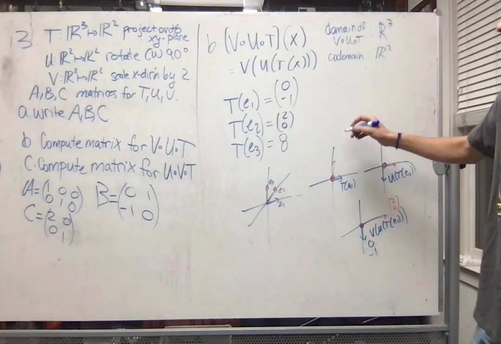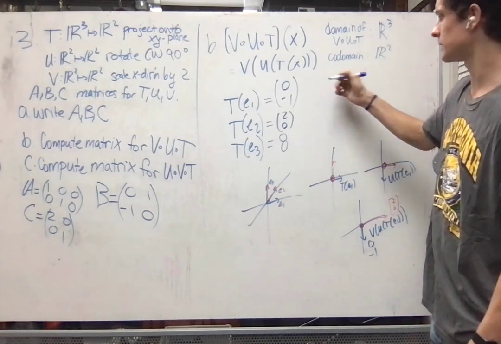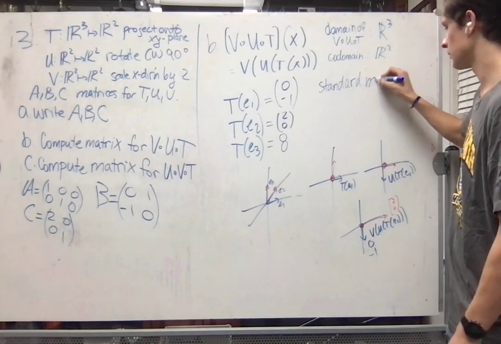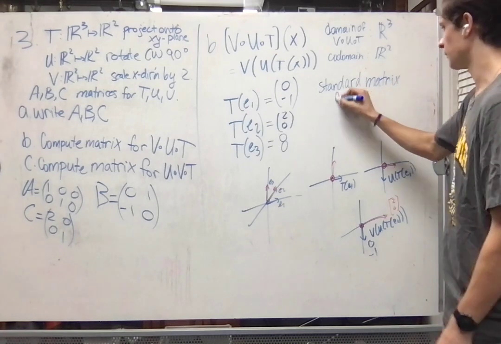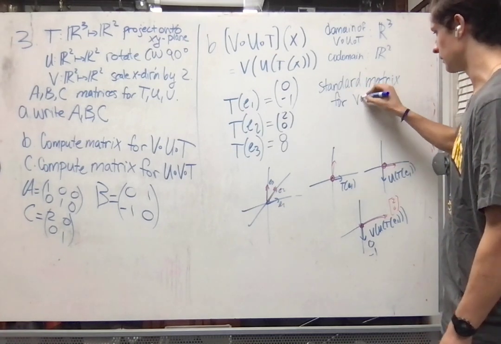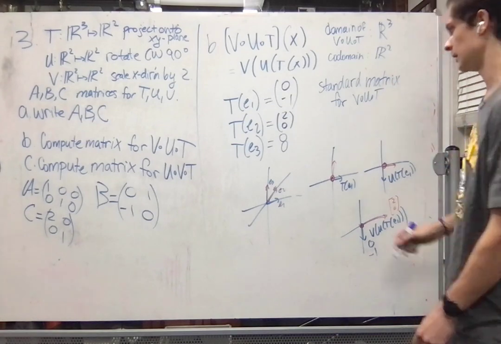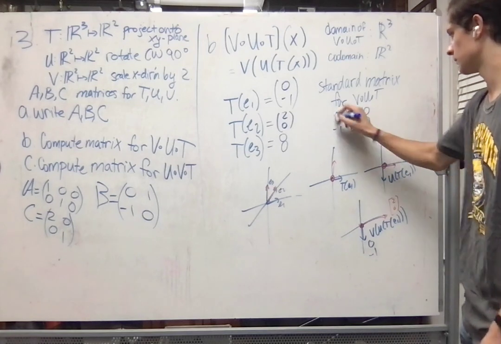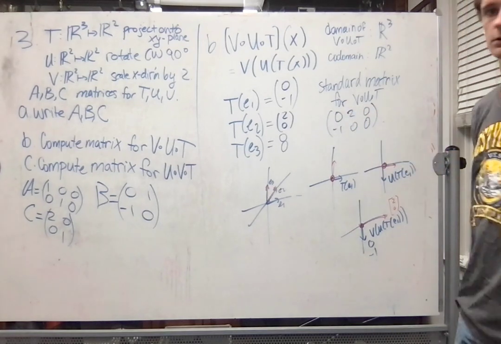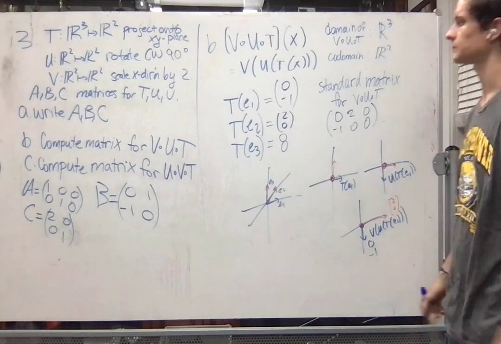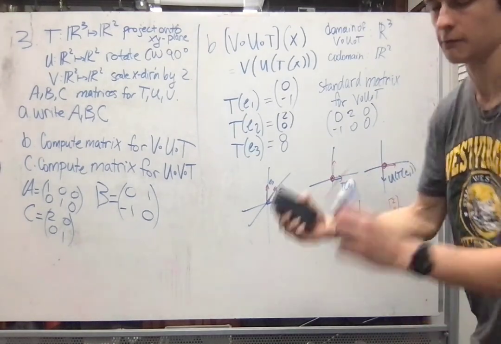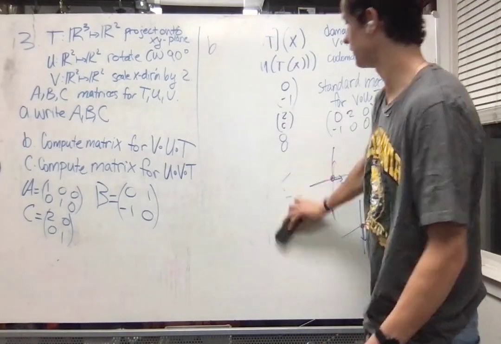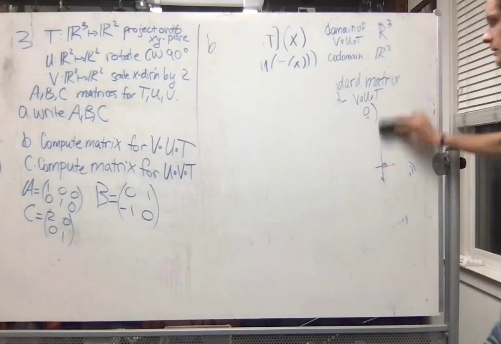Okay, so for part B, the standard matrix for V of U of T is going to be given by these 3 columns: 0, -1, 2, 0, 0, 0. Okay, very good. So this is how we would use the just follow the vectors method. I guess that's a good way to call it. The follow the vectors method is how we solved part B.